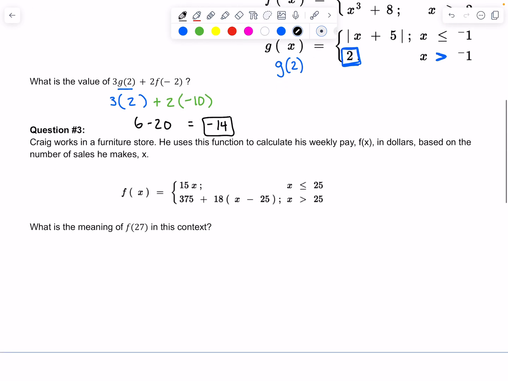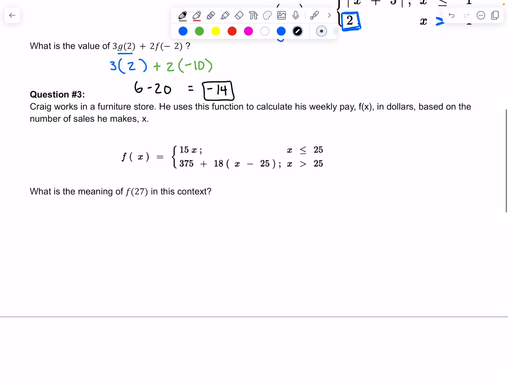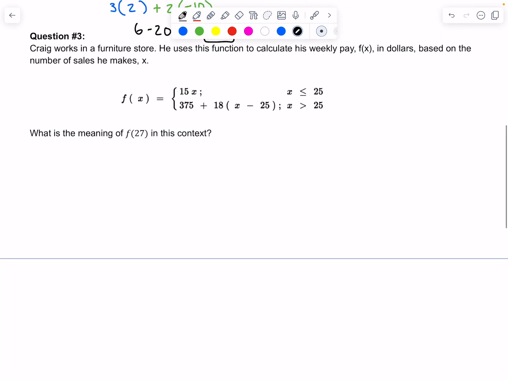All right, so let's look at one more. Craig works in a furniture store. He uses this function to calculate his weekly pay, f of x, in dollars, based on the number of sales he makes, x. f of x equals 15x, where x is less than or equal to 25, and 375 plus 18 times x minus 25 for x greater than 25. What is the meaning of f of 27 in this context?